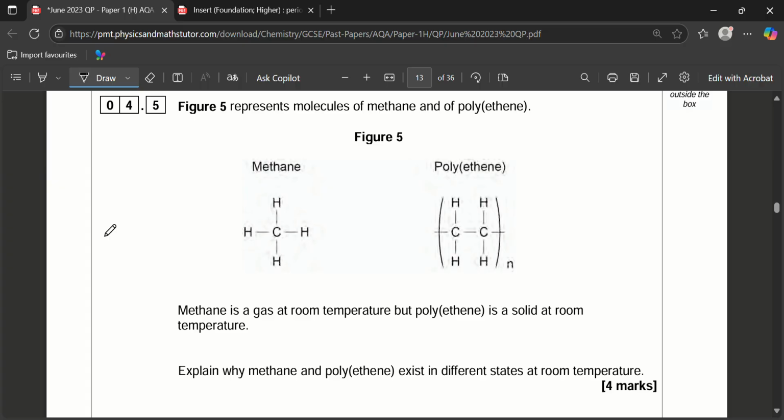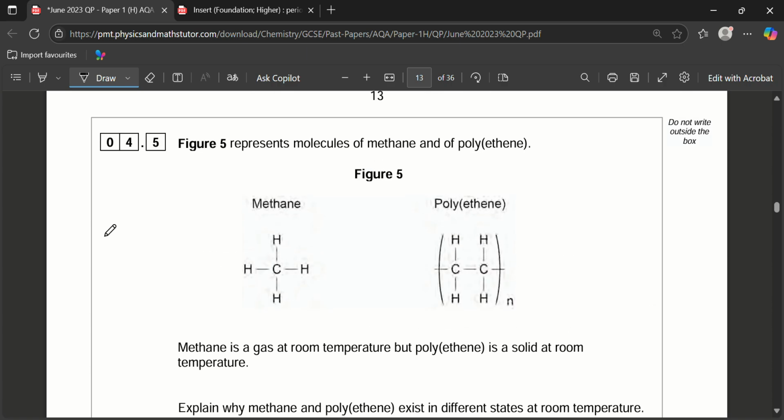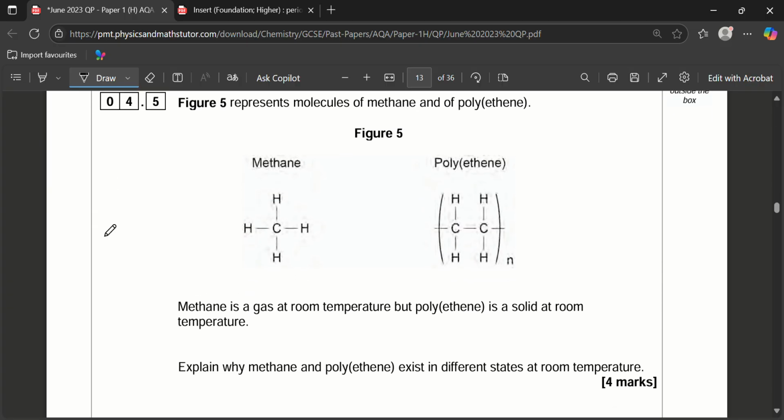Question 4.5. Methane versus polyethylene. Methane is a gas at room temperature, but polyethylene is a solid at room temperature. Explain why methane and polyethylene exist in different states at room temperature.